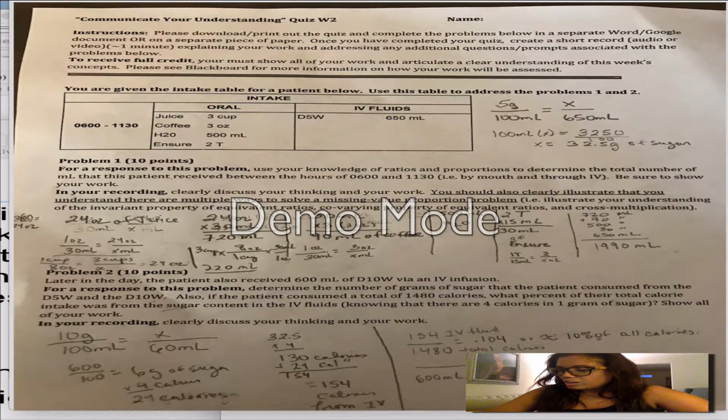Anyway, so we know that we have 6 grams of D10W, and then we found we had 32.5 grams of D5W. We add them up, or we can do it separately. So we have 6 times 4 is 24 calories of D10W, and then we have 32.5, that's 130 calories of D5W, and we add the 130 plus 24 is 154.